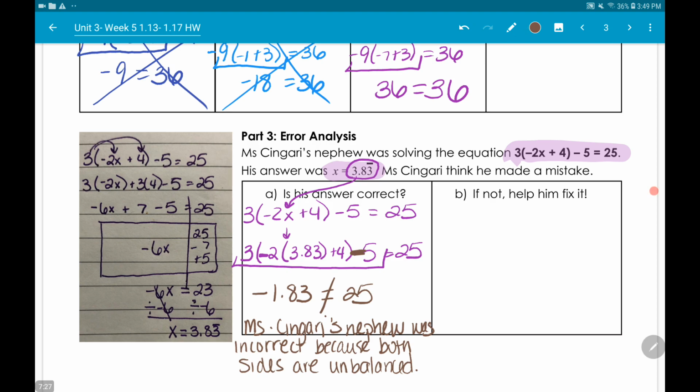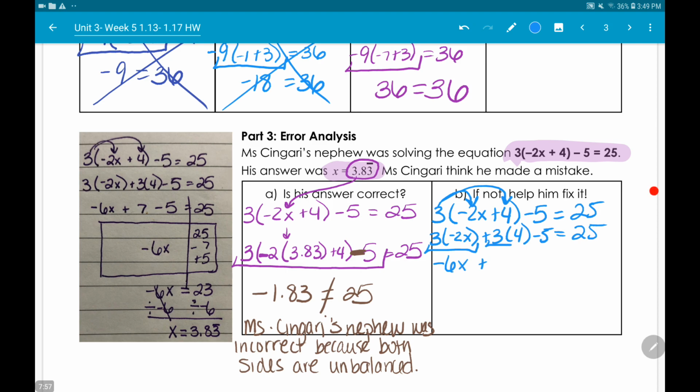So let's help him fix it. Let's see where his error was. So let's take the original equation. And my first step is to distribute. I see some parentheses, so I'm going to distribute. 3 times negative 2x, 3 times 4 minus 5 equals 25. So I'll multiply this out. I have negative 6x plus 12, a little bit of mental math here, minus 5 equals 25.